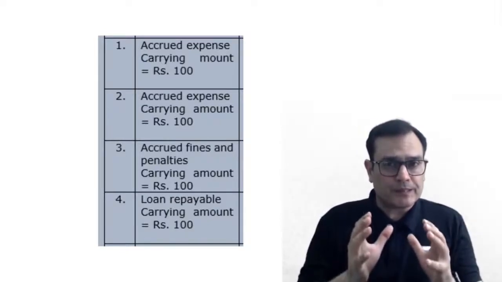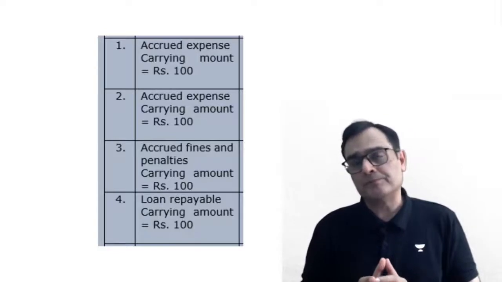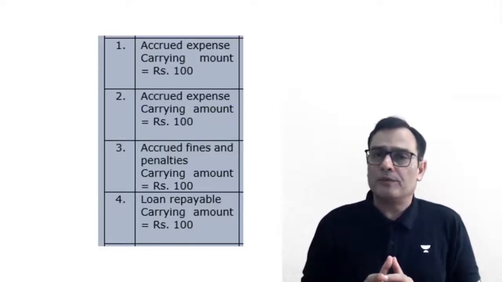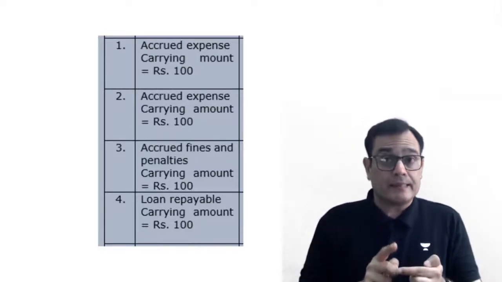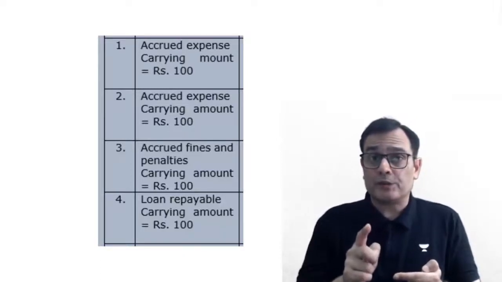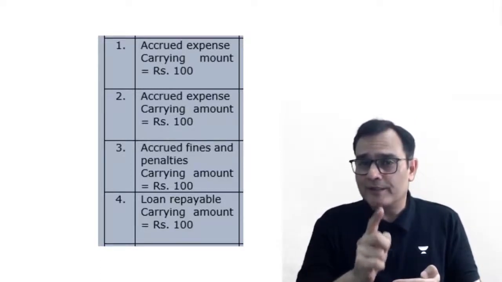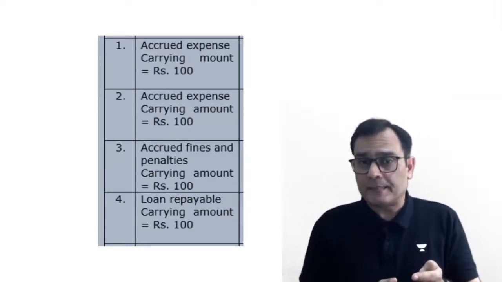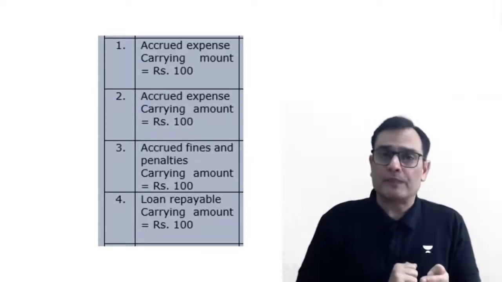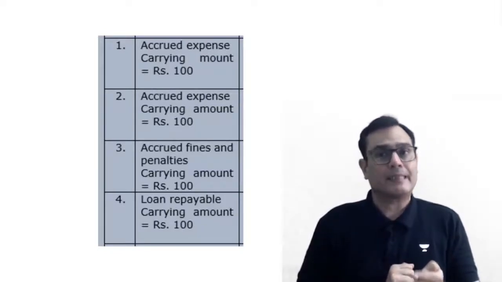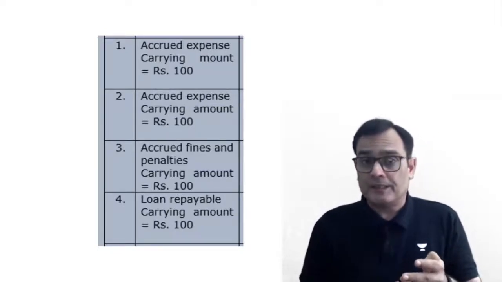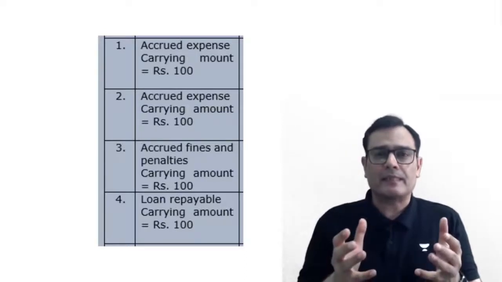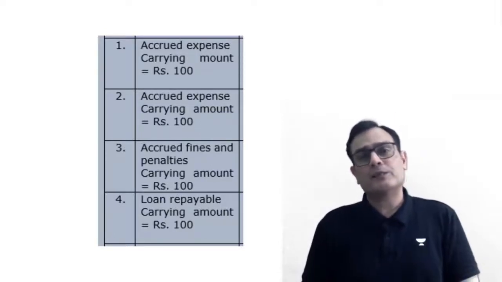Interestingly, if you look at the second, third, and fourth example, we can say that there has been no deduction in the future. In the second example, there is no deduction because you've already got a deduction on accrual basis. In the third example, there is no deduction because it is prohibited under the Income Tax Act. In the fourth case, there is no deduction because it's a capital payment. It's got no tax consequences.